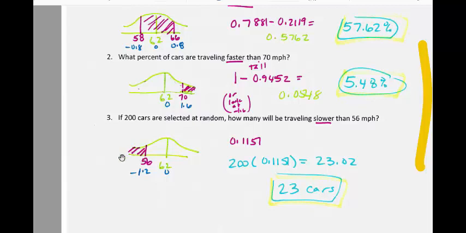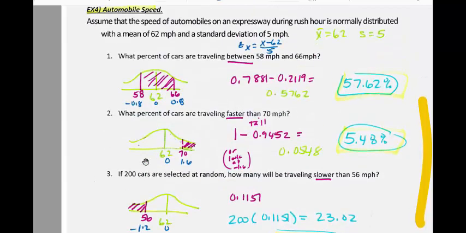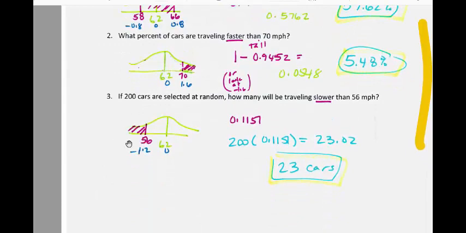Stop and just, again, use common sense here sometimes. I standardized the 56 to -1.2, using 62 for my mean and 5 for the standard deviation, plugging it into this piece here. That gave me -1.2, which is what's directly given to me from the chart. So I just look for the -1.2 on my chart. That gives me the number 0.1151. If it had asked me for a percentage, it would have been 11.51. But this says if 200 cars are selected at random, how many do we expect to be slower than 56? So we multiply these two numbers. And again, we're going to use regular rounding rules for answering our questions.